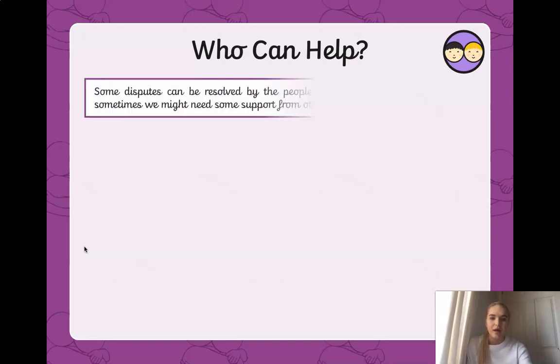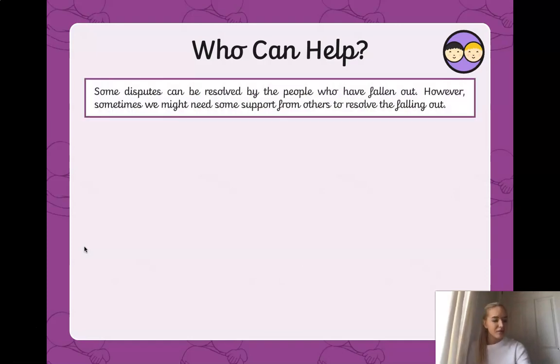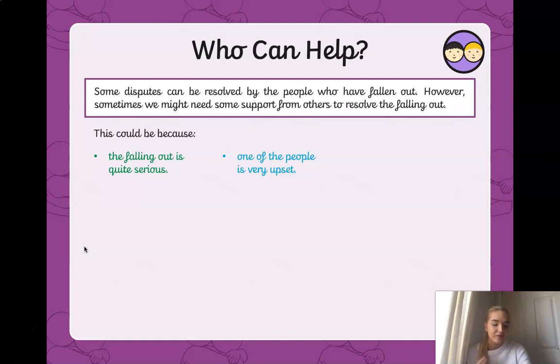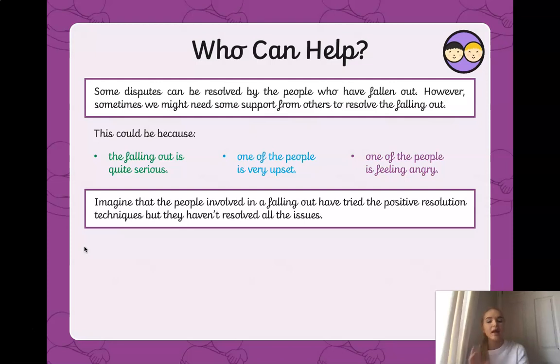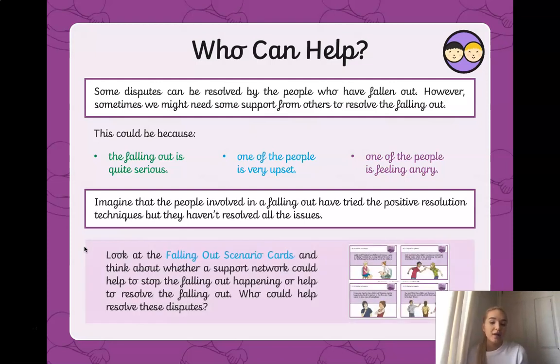Now we're going to think about the fact that some of the disputes can be resolved by the people who have fallen out, which is what we've considered throughout this lesson so far, that actually sometimes the 2 people in the disagreement can sort it out there and then, which is what I try and tell you, don't I? But sometimes we do need some support from others to help the sorting out. And this might be because the falling out might be quite serious. This might be because one of the people is very upset or they feel very angry. And I want you to imagine that the people involved in a falling out have tried all of the positive resolution techniques, but they haven't resolved all the issues.